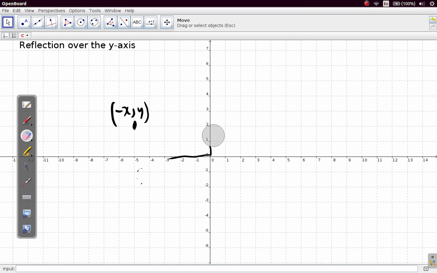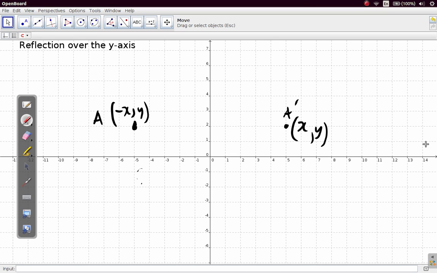Now what I want you to do, not yet, I'll give you something to do, but I'll do this part. If the point is located at negative x and it's reflected over the y-axis, it will remain at y, but it will be on the other side of the y-axis. That's why it's reflected over the y-axis. So at negative x, y, it will go over to positive x, y. So if this is A, this would be A prime.